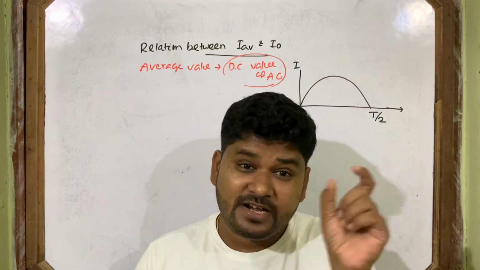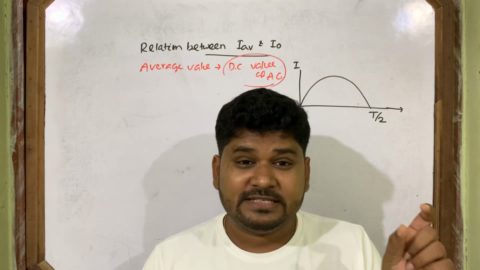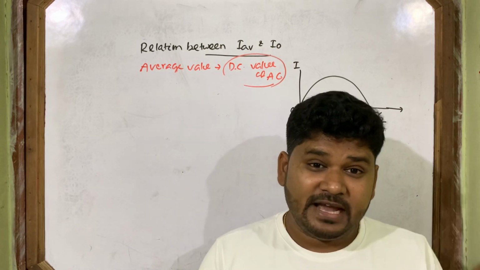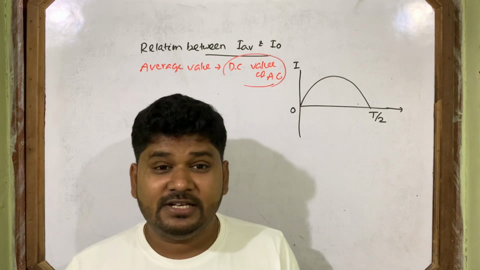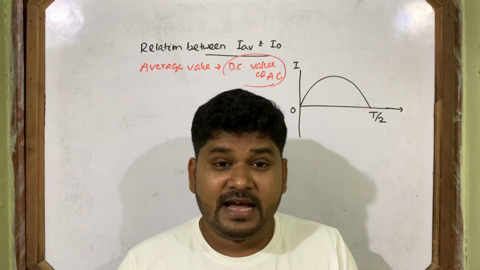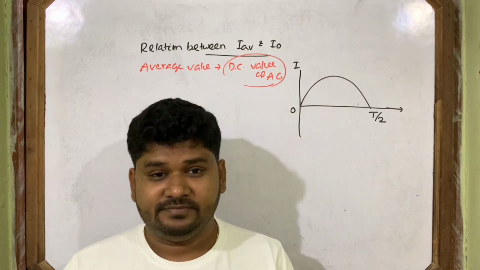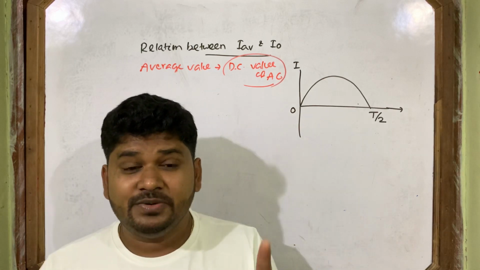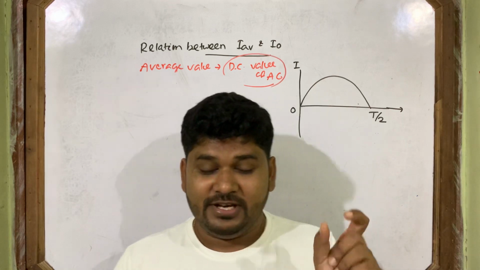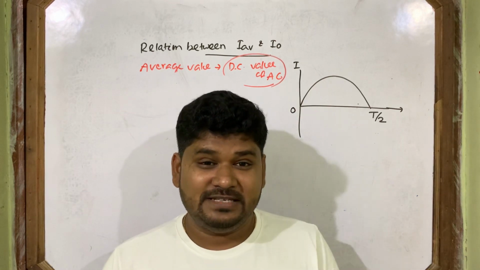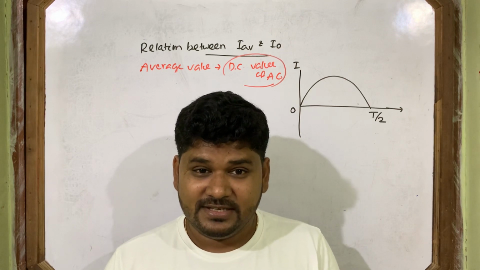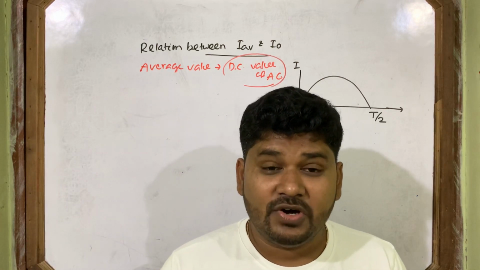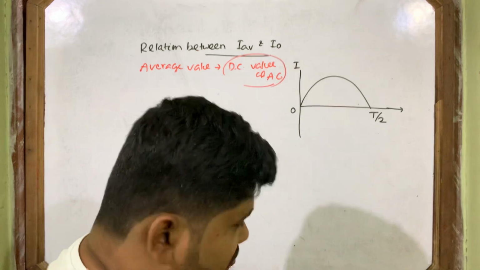Average value of AC is that value of DC which sends the same amount of charge in a conductor in the same time as is done by AC. Again I repeat, average value of AC is that value of DC which sends the same amount of charge in the same time as is done by AC. Now let's do the mathematics.